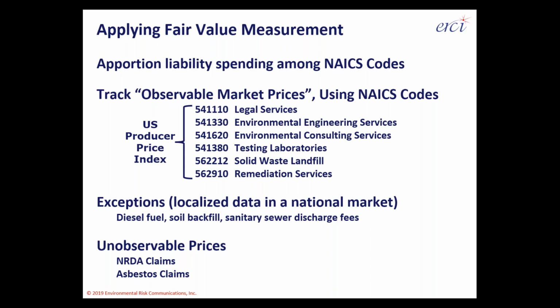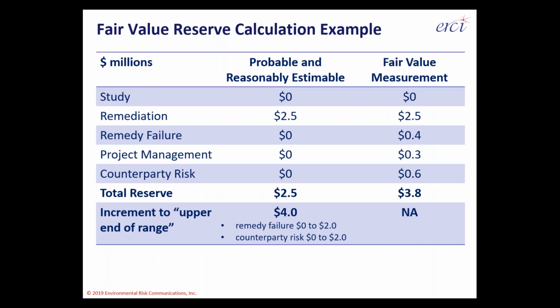There are some unobservable prices that are called for that need to be called out in identifying the fair value measurement. Examples of liabilities where we don't have good fair value measurement data or observable market prices to base an environmental liability forecast on are things like NRDA claims and asbestos claims. They're just problematic because, again, the circumstances of each one are unique and don't lend themselves to averaging across a large liability portfolio. So what does that mean?